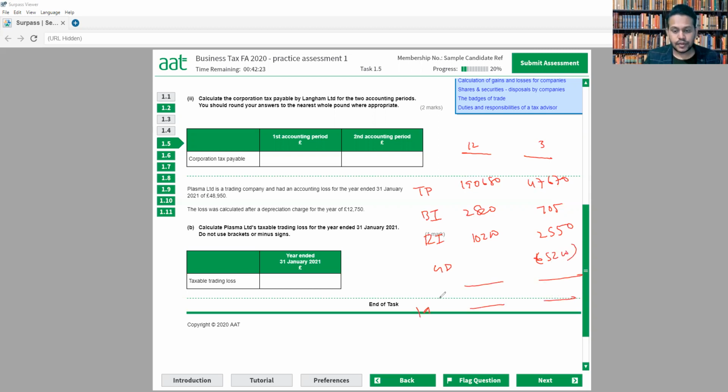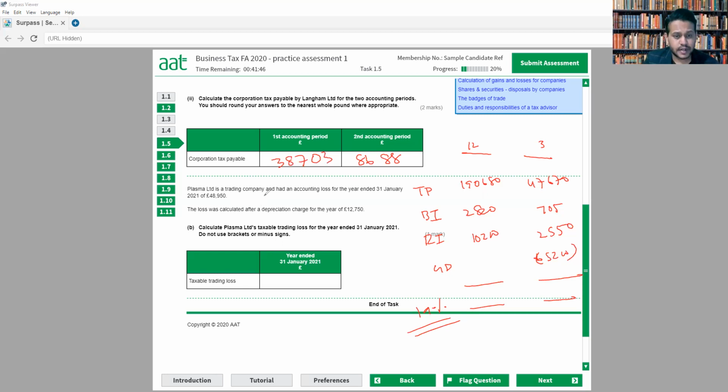And after that, what is the amount that comes? We do 19% on that, 19% tax. So do 190,680 plus 2,820 plus 10,200 times 19%. And that gives me 38,703. And the next one will give me 8,688. That's it.